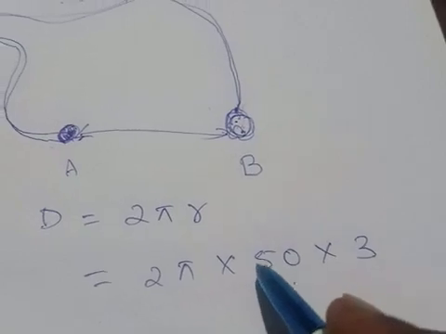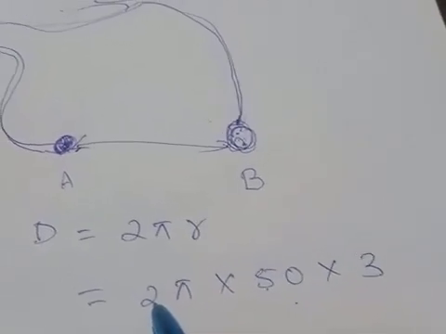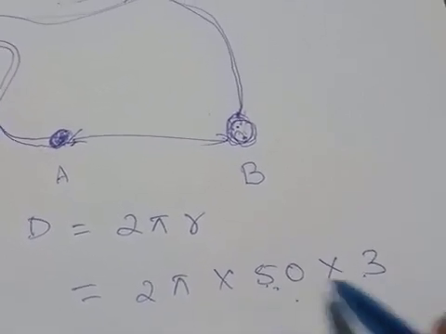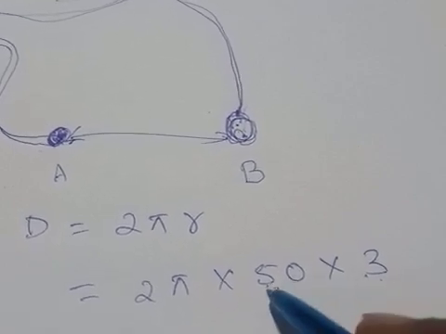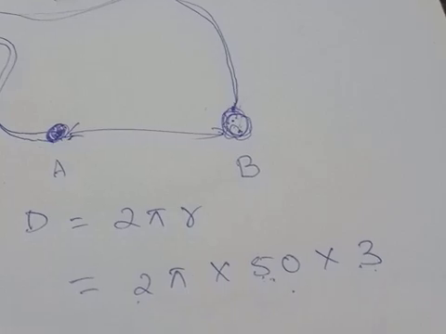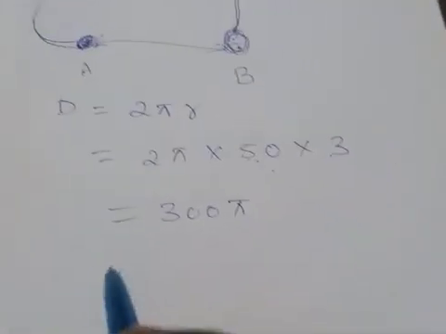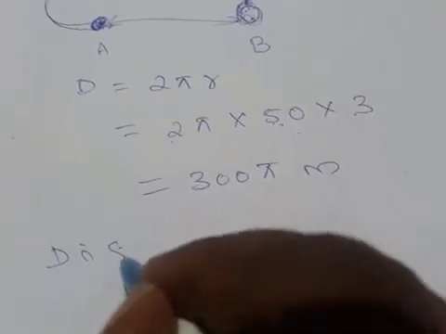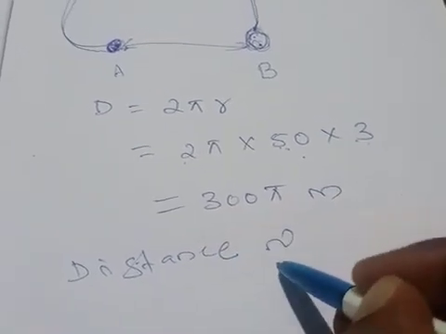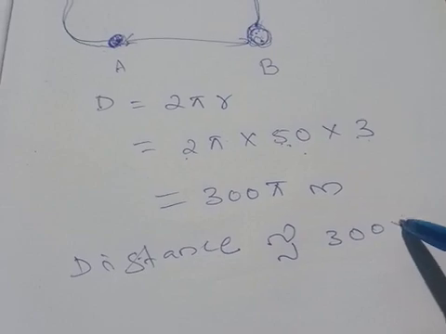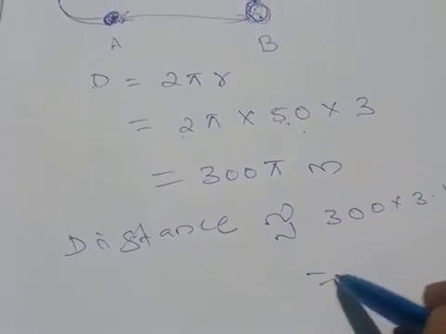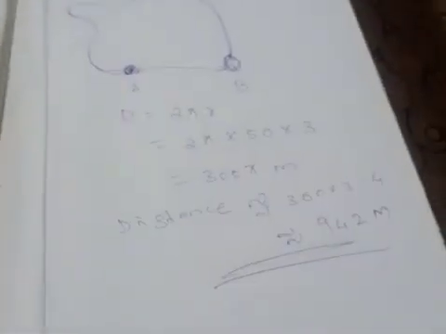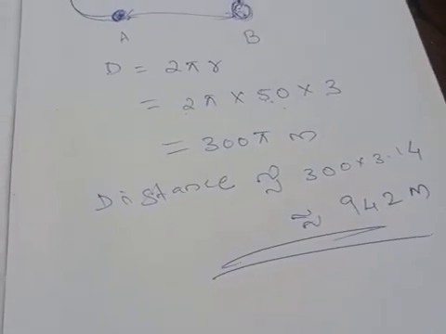So you can get what? 50 into 2 is 100, into 3 is 300. So 300 pi. This 300 pi, unit is meter, and you can find the approximate distance by substituting the value, 300 into what? 3.14. So I will get approximately 942 meter. This is one important 2-mark problem, so you can go through that.